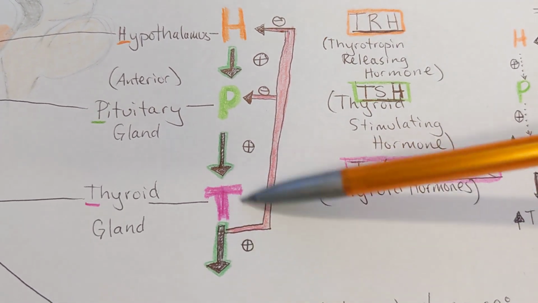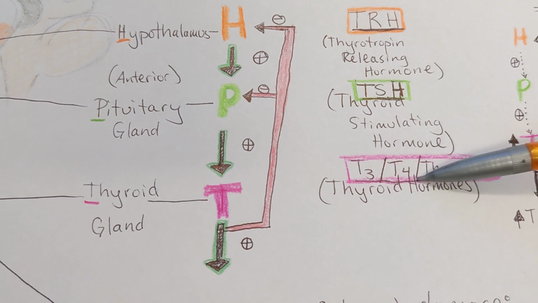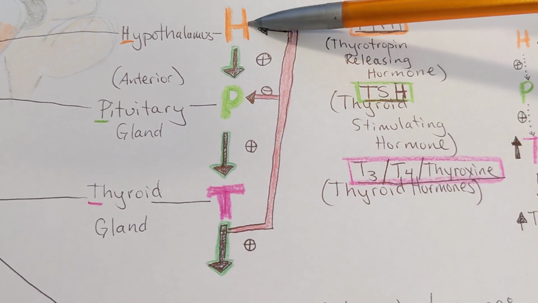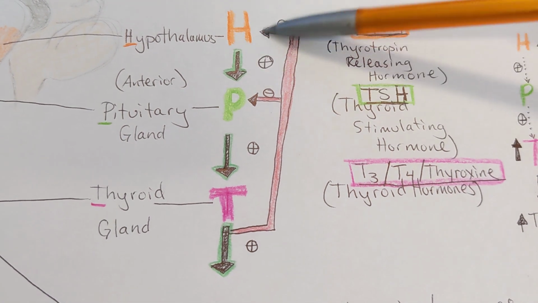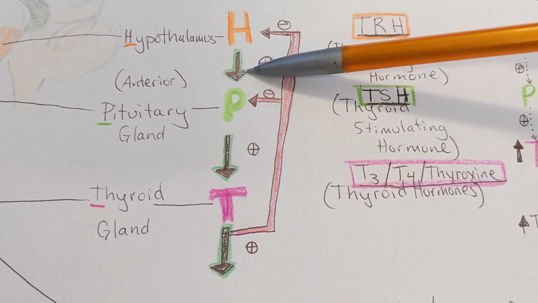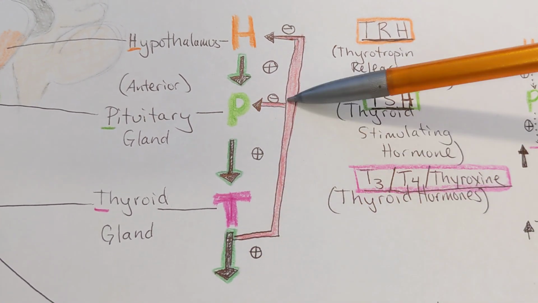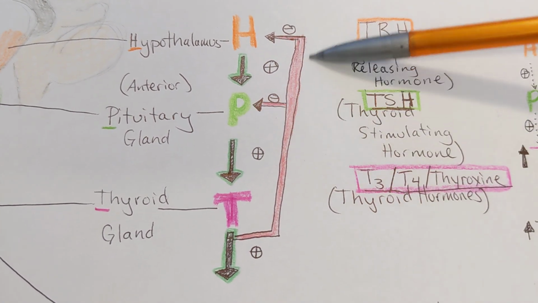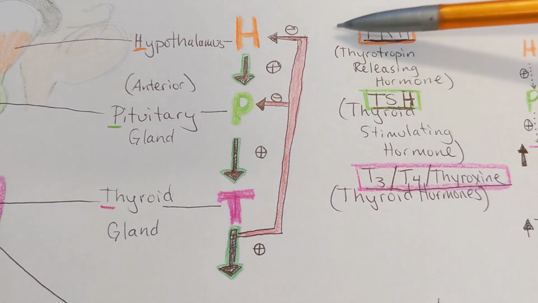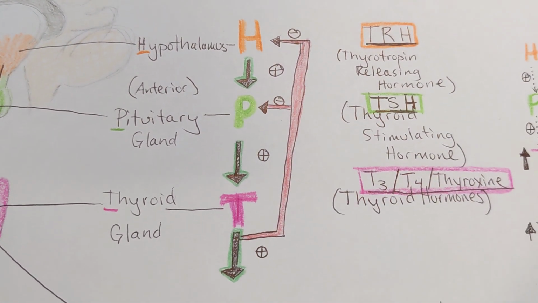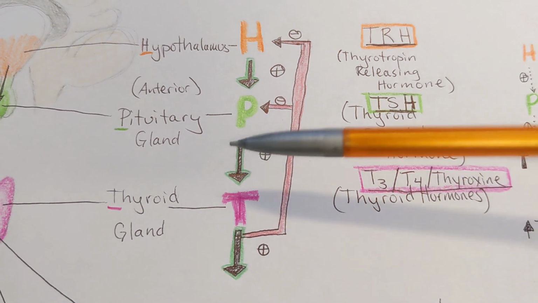We can see here from the thyroid gland, these hormones are going to bind to receptors in the anterior pituitary and the hypothalamus, kind of putting the brakes on their release of further TRH and TSH. And so more thyroid hormone means less TSH and less TRH. And in this way, the level of thyroid hormones is kept at the ideal rate or levels.